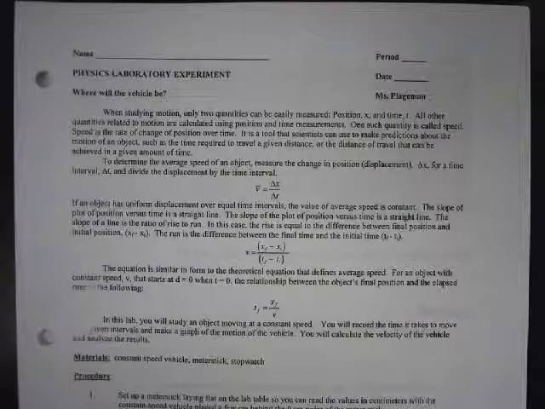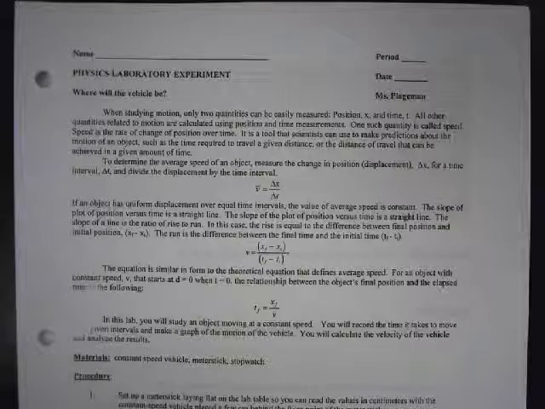Speed is the rate of change of position over time. It is a tool that scientists can use to make predictions about the motion of an object, such as the time required to travel a given distance or the distance of travel that can be achieved in a given amount of time. To determine the average speed of an object, measure the change in position, which is the displacement, delta x, for a time interval, delta t, and divide the displacement by the time interval. So the velocity is equal to delta x over delta t.